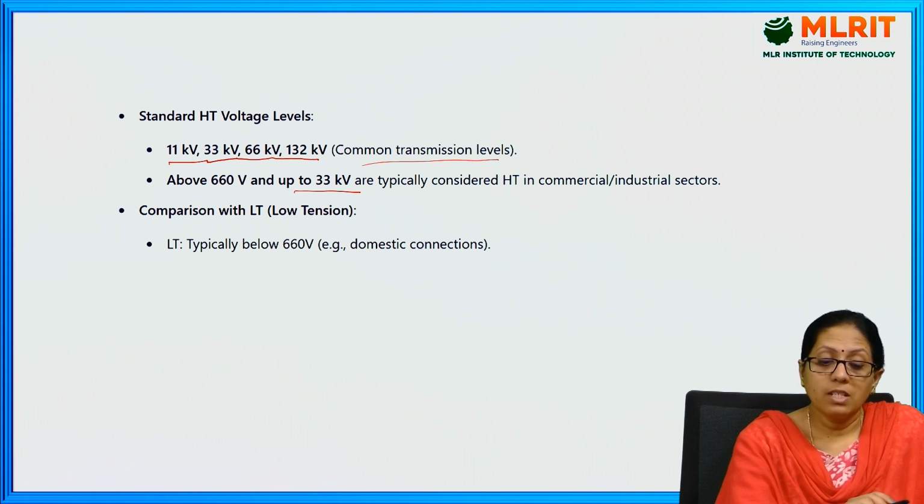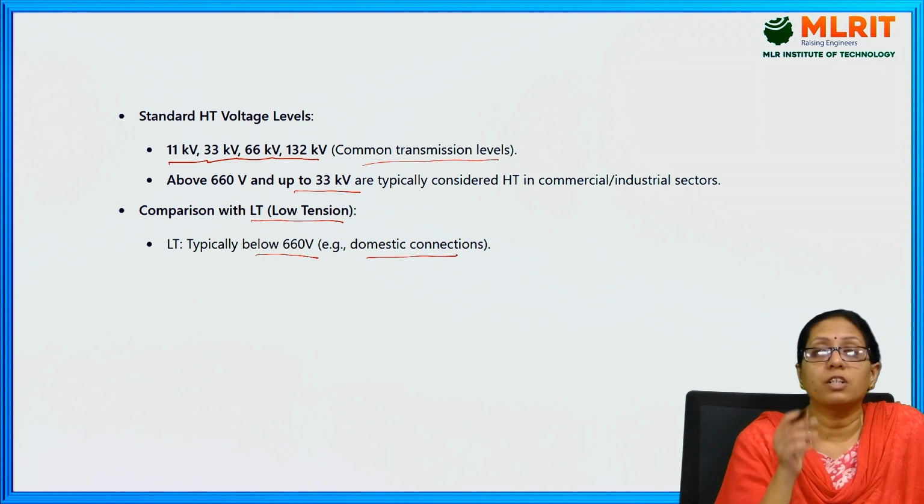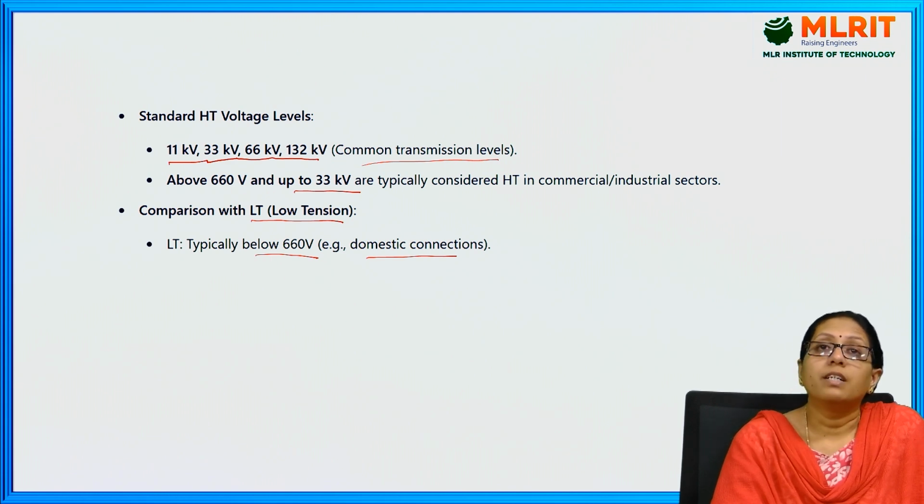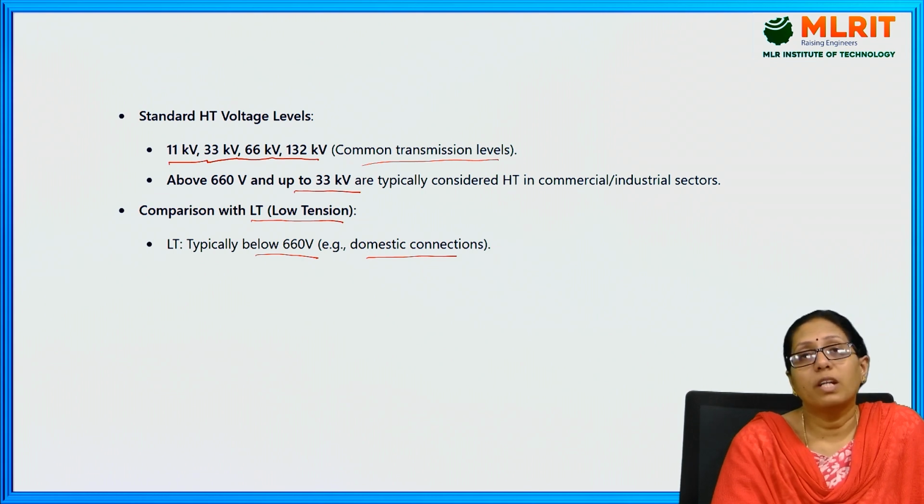The next one is comparison with LT, that is low tension. Low tension, as I said, is below 660 volts. It is used mostly for domestic connections only. With less than 660 volts, low tension wires cannot be connected for industrial purposes, and industry cannot run on an LT or low tension connection.